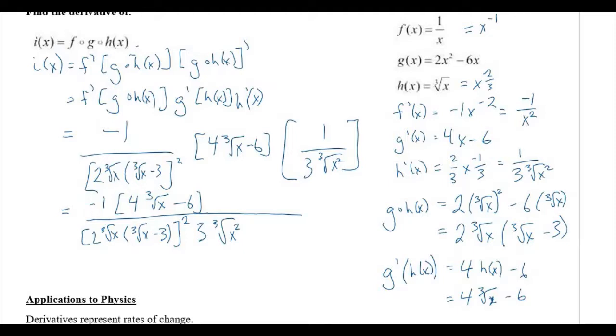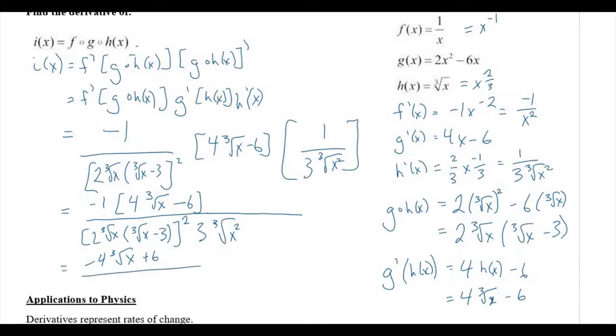Now that we have that, let's try and simplify a bit. In the numerator, we can multiply with that -1. So that's going to be -4 cube root x, and then -1 times -6 is +6.